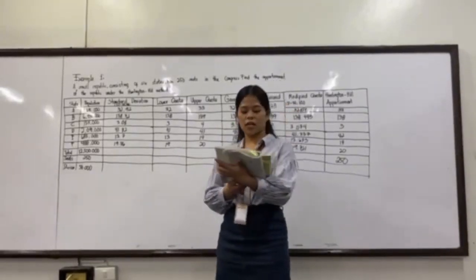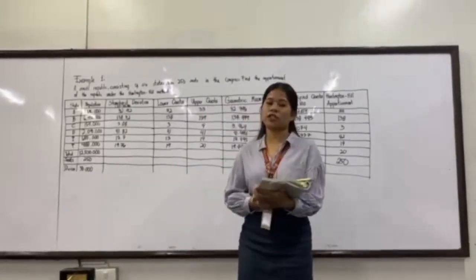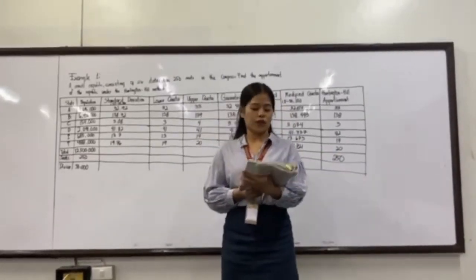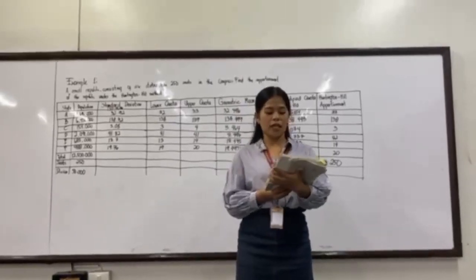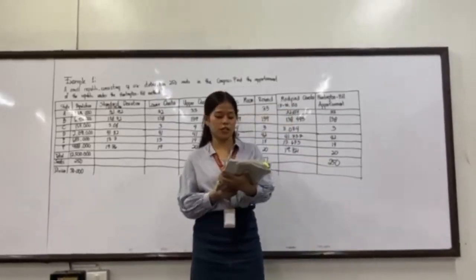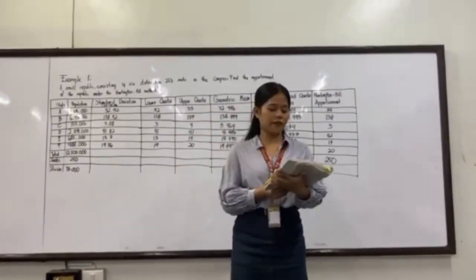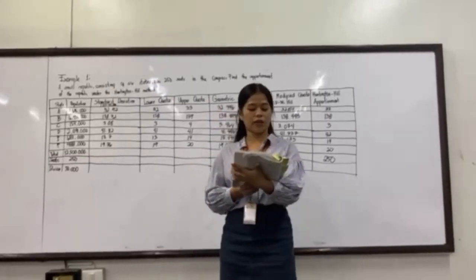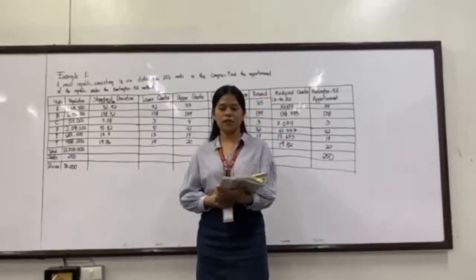First, determine the standard divisor. Second, find the quota. Third, solve the geometric mean. And step 4, calculate the initial allocations. And step 5, if the total number of step 4 is higher, then increase the divisor.